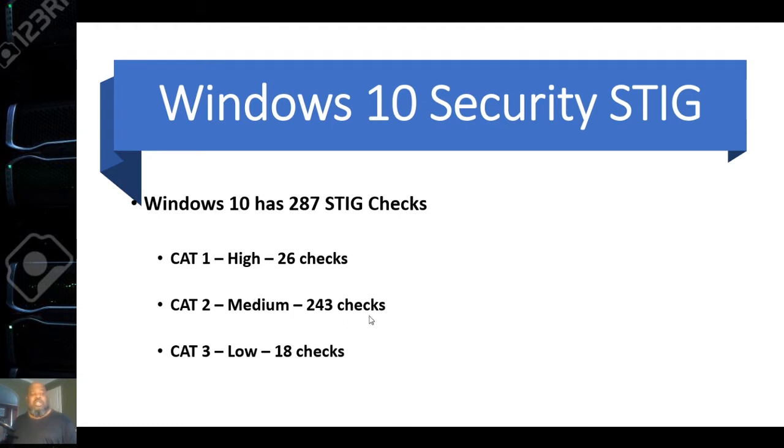There are 243 medium checks. Of course, when you have medium checks, you can have compensating controls. You can accept the risk. You can do something different. You can get cybersecurity insurance for Cat 2s. Cat 1s have to be fixed, no questions asked. None of those can be considered open.